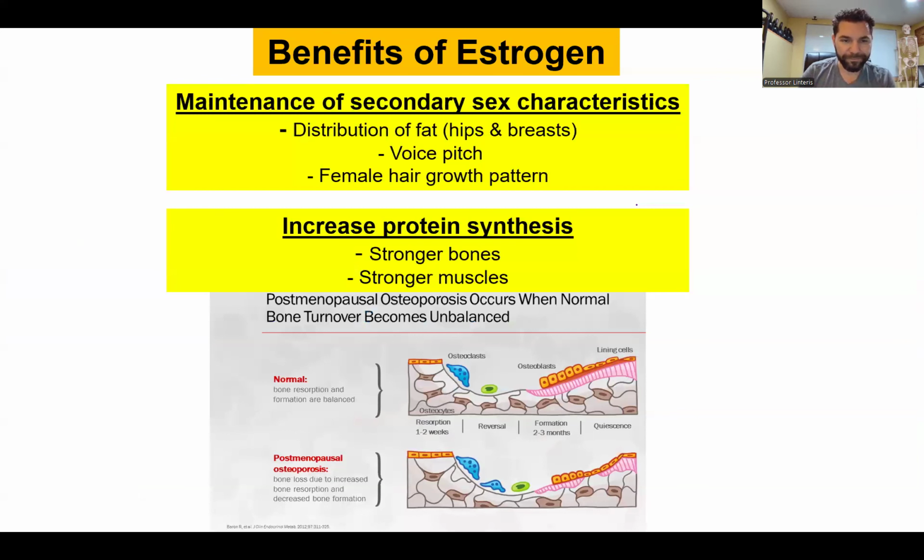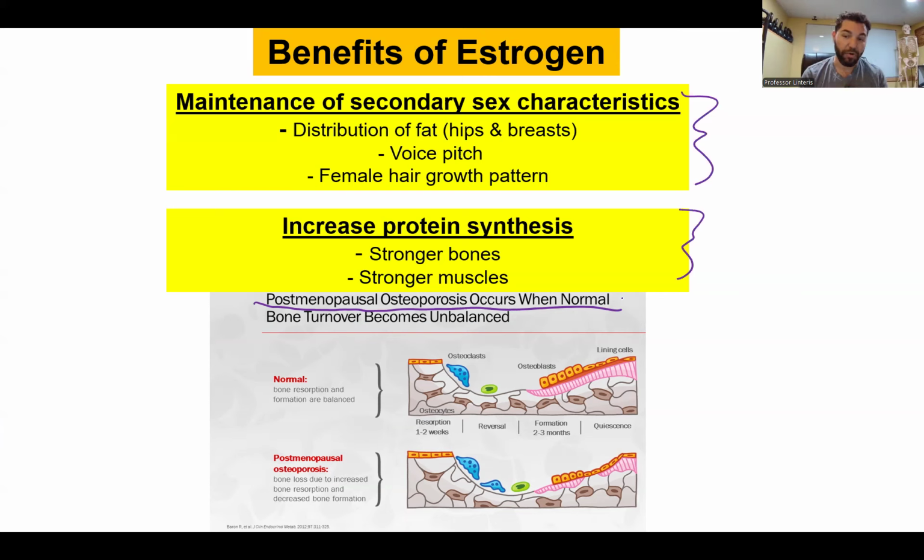So estrogen is important. It doesn't only allow for the things we talked about, right? It also is involved in secondary characteristics, right? Distribution of fat, pitch of voice, female growth patterns for hair. It's very, very anabolic and helps with bone growth and muscle growth. And we'll talk about that when we see postmenopausal osteoporosis.